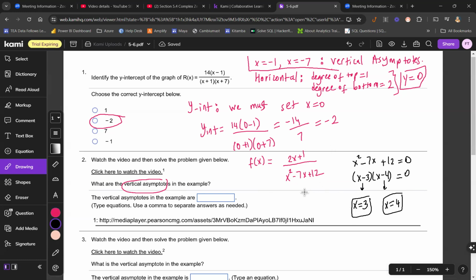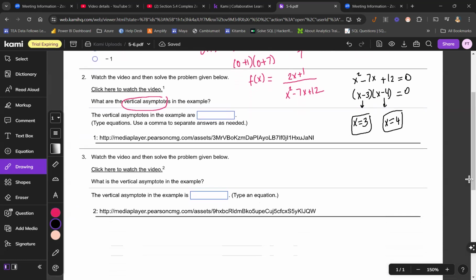It might sometimes be just one number. If there's only x here, it might be two numbers. If you have x cubed in your denominator, you're going to have 3 x values which might make your denominator equal to 0. So number 3 is the same way.